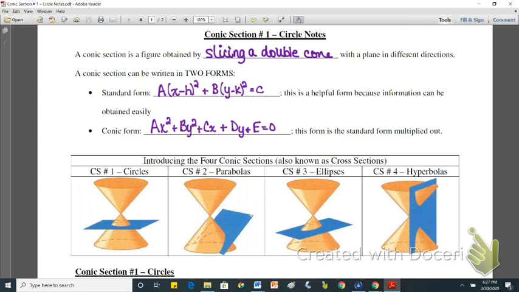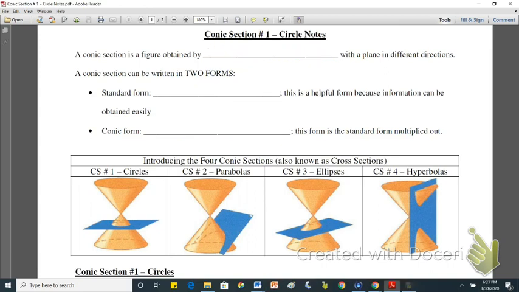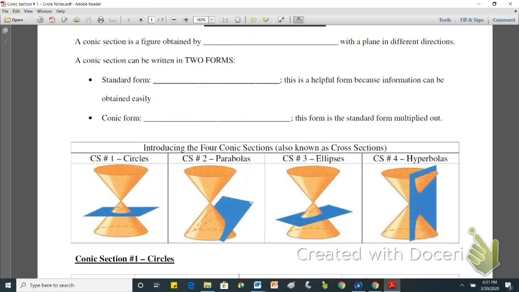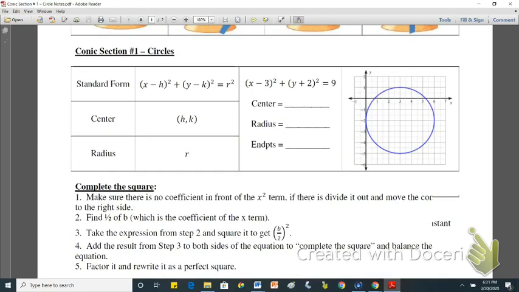Today, we are going to focus on circles. Circles are the most basic type of conic section that we're going to do. And you have done these before. We studied these last semester, so this should be a review. Standard form, remember, is x minus h squared plus y minus k squared equals r squared.